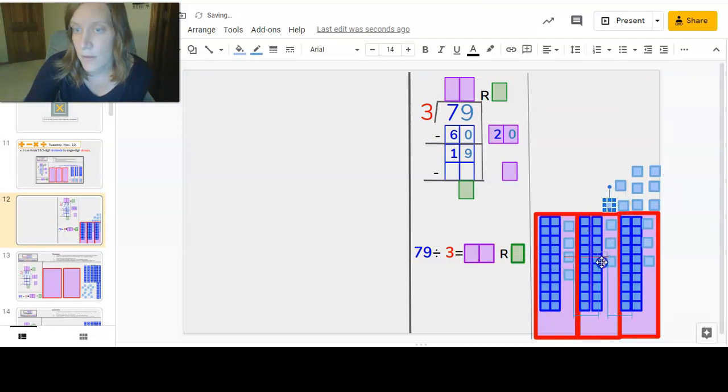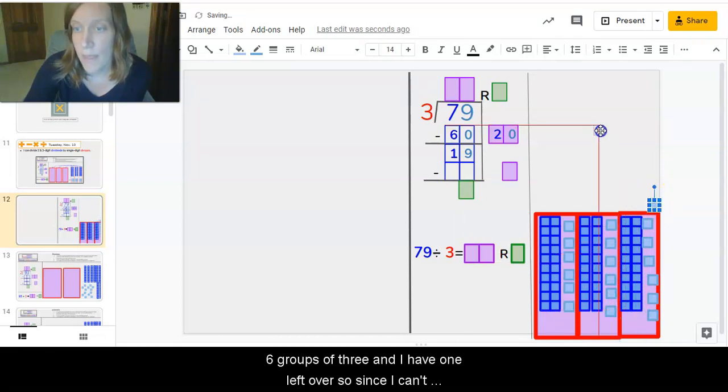4 groups of 3. 5 groups of 3. 6 groups of 3, and I have 1 left over.